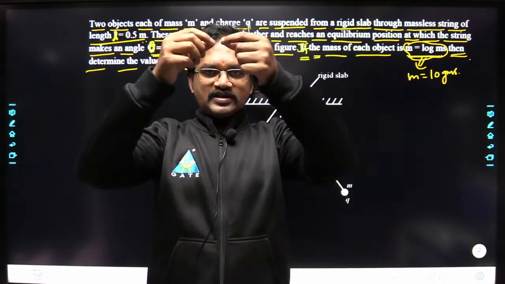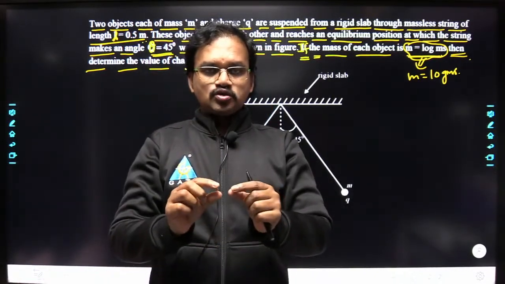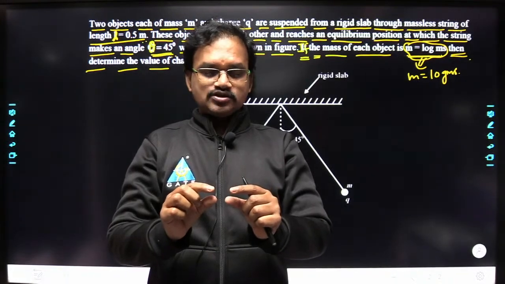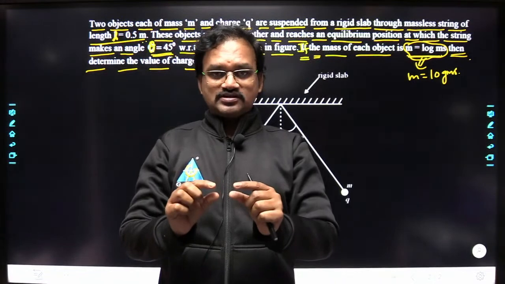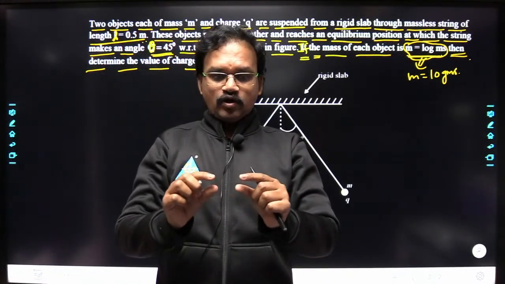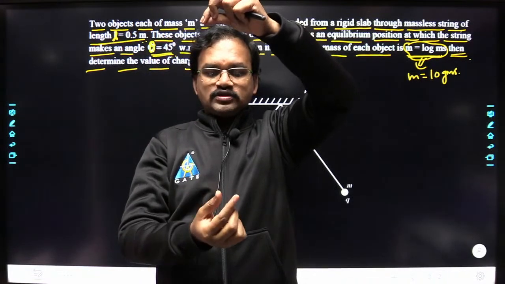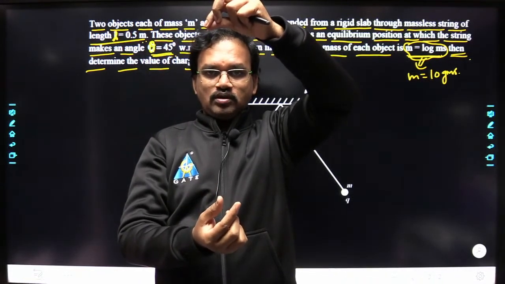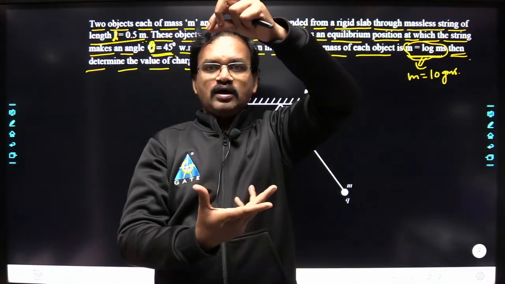So whenever you suspend the two strings here, these two balls, these two objects, are having the same charge. So what will they do here? They are going to repel one another, right? Since both are having the same charge q, they are going to repel each other.